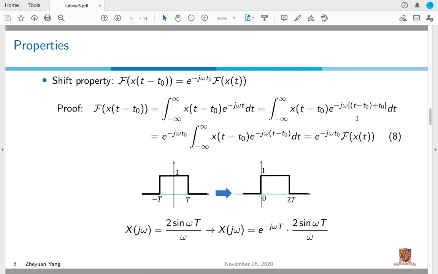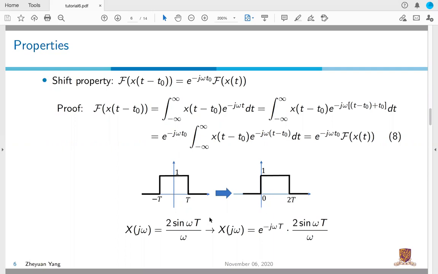And we use a trick to split t into t minus t0 plus t0. Since the term e to the power minus j omega t0 is independent of the variable t, we move it to the front. And the second term is the integral of x(t minus t0) and e to the power minus j omega (t minus t0). We use the change of variable and we get that it is the same as the Fourier transform of x(t). So we get this final result.